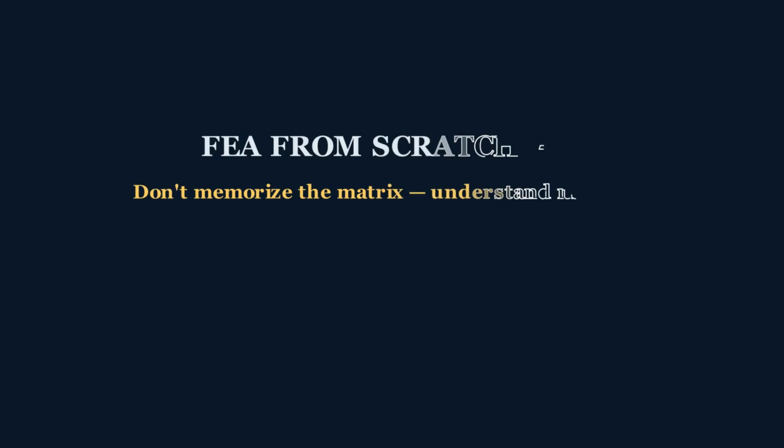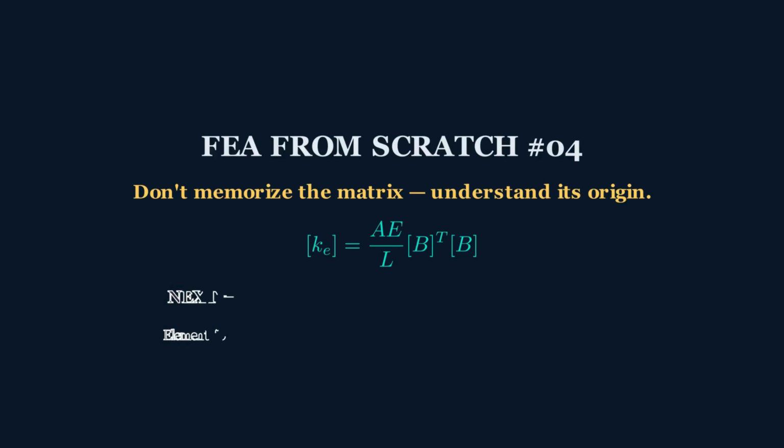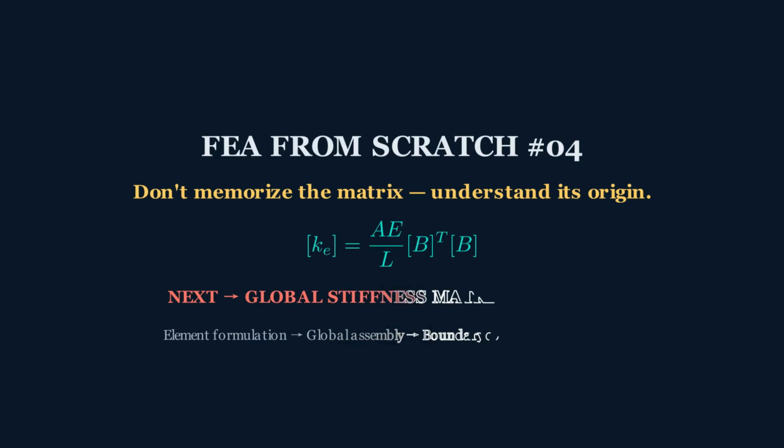The key lesson from this episode is not the 4x4 matrix itself. It is the derivation behind it. Once you understand that the stiffness matrix comes from AE over L times B transpose B, the formulation becomes systematic rather than something you have to memorize. In the next episode, we will take these individual element matrices and assemble them into one global stiffness matrix for the complete truss. That is where individual finite elements become one structural system.